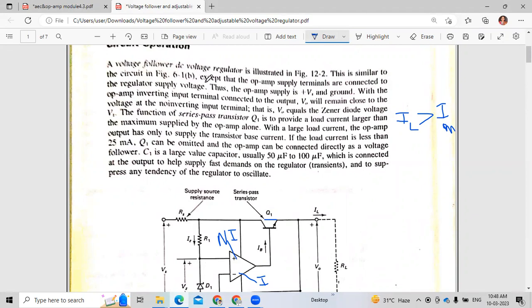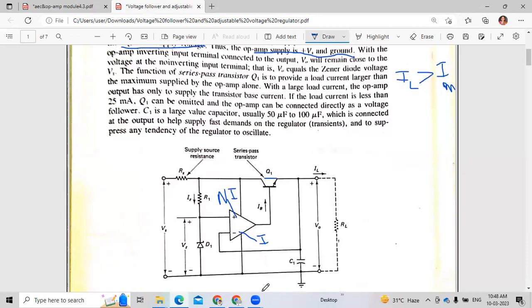So here the op-amp supply terminals are connected to the regulator supply voltage. The op-amp supply is plus Vs and ground, with the op-amp inverting input terminal connected to the output. If you observe the circuit, this is the non-inverting terminal and this is the inverting terminal, which is connected to the output, V0.